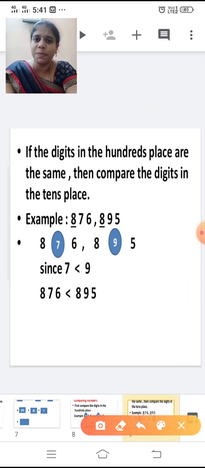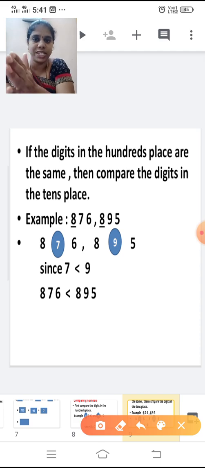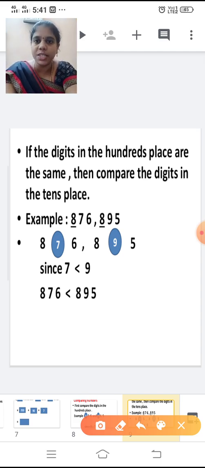Now, if the hundreds place is the same, what will you do? If the digits in the hundreds place are the same, then compare the digits in the tens place. Move on to the next place. That means you have to start from the leftmost. So first hundreds, then tens. I think you all know this, right? First we compare from the leftmost part, the hundreds place. If the hundreds place is the same, then compare the tens place.